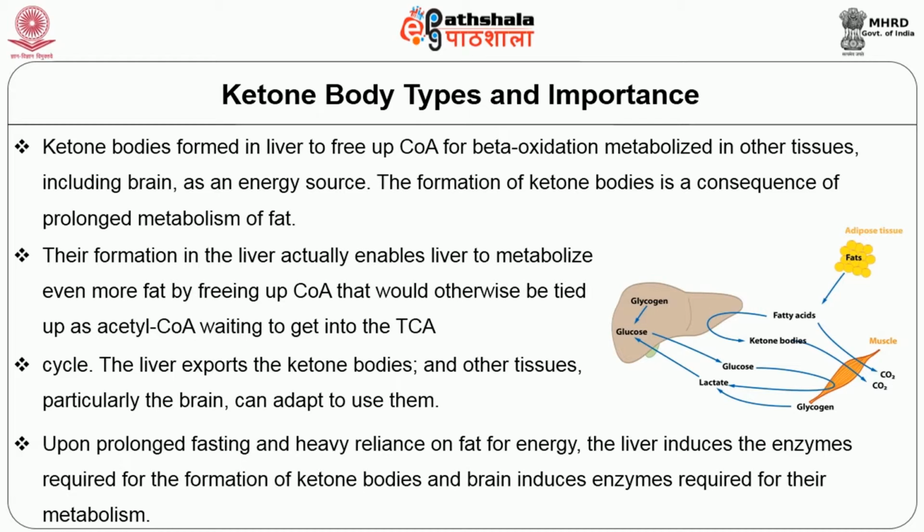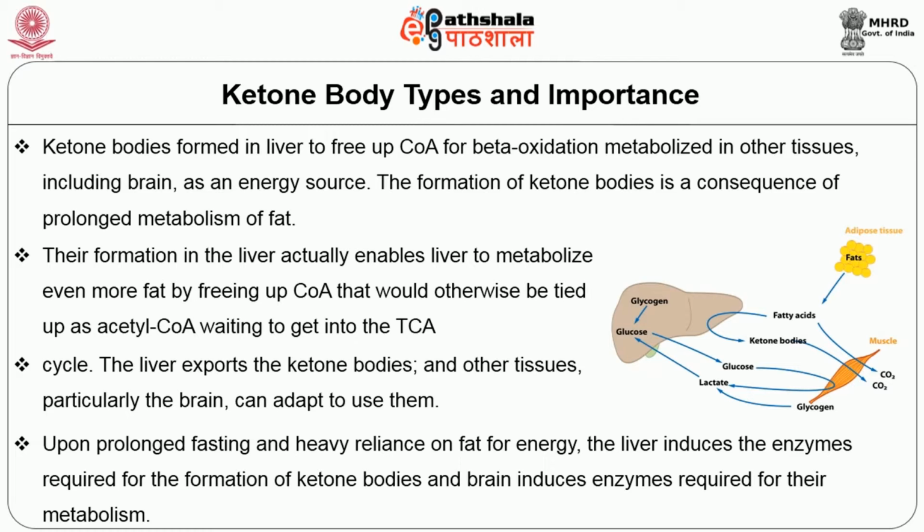When does it happen? Let us assume that there is a starvation situation. There is going to be a prolonged metabolism of fat. The fatty acids are going to be oxidized for generating energy equivalents and reserves. The formation of ketone bodies in the liver actually enables the liver to metabolize even more fat, by freeing up CoA that would otherwise be tied up as acetyl-CoA waiting to get into the TCA cycle.